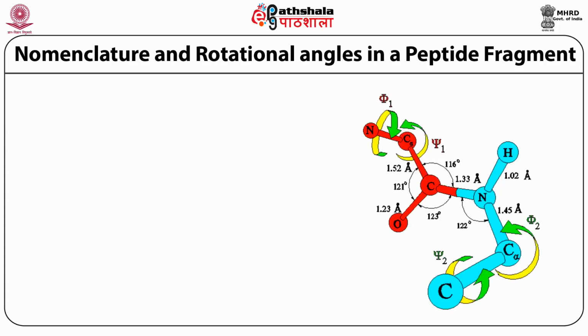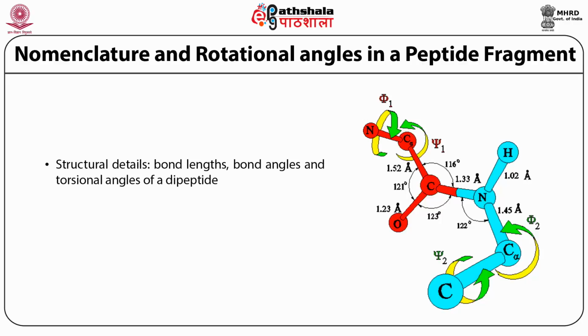Nomenclature and rotational angles in a peptide fragment. We show in this picture a dipeptide fragment N C alpha C N C alpha C. The two peptide units are shown in red and blue color. Structural details such as bond lengths, bond angles and torsional angles are shown here.